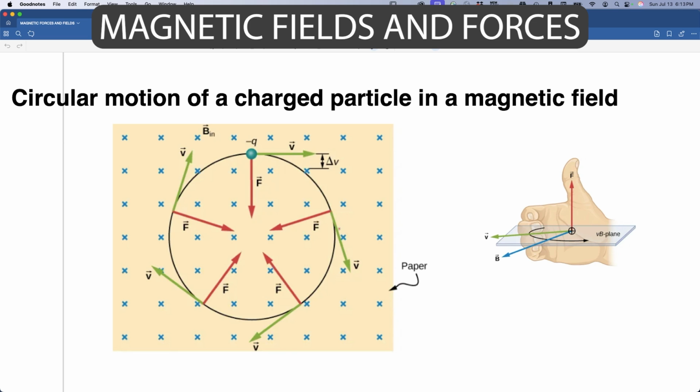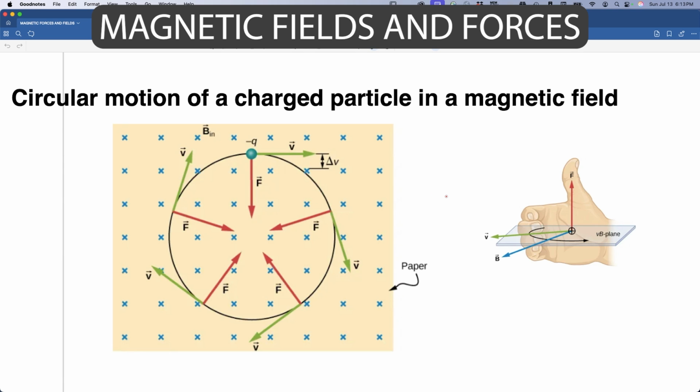And when it reaches here, you can see that its velocity is that way. Now the force is always towards the center. So it keeps on bending until finally it completes a complete circle. Now this is true as long as the magnetic field is set up in a wide enough area. Okay? So now it's up to us to find out the radius of this circular path.